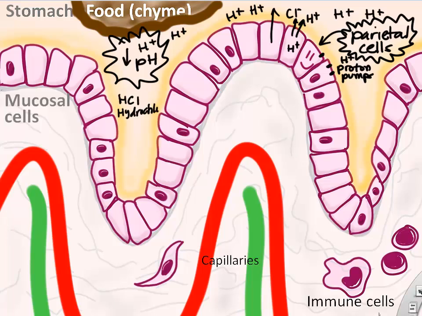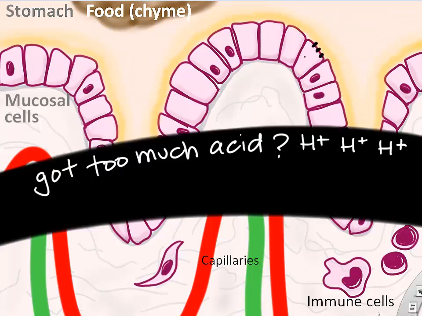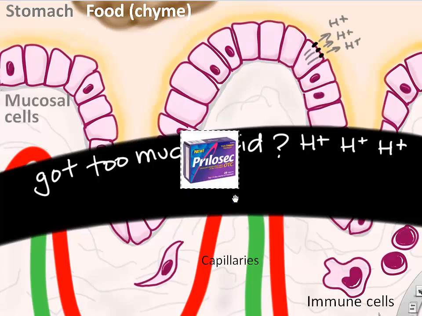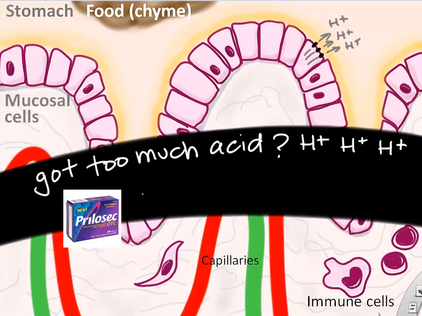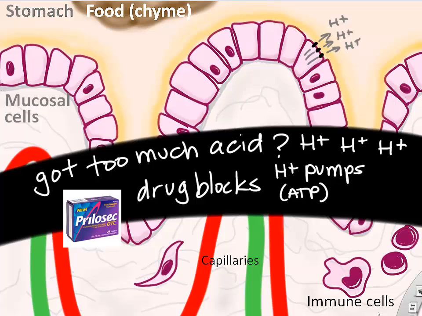So that's hydrochloric acid, which those little cells pump into the stomach. If you have too much acid and you want to stop that acid because maybe you have ulcers or things like that, you might take a drug like Prilosec, which blocks those little protein hydrogen pumps, or proton pumps, and shuts down their activity.